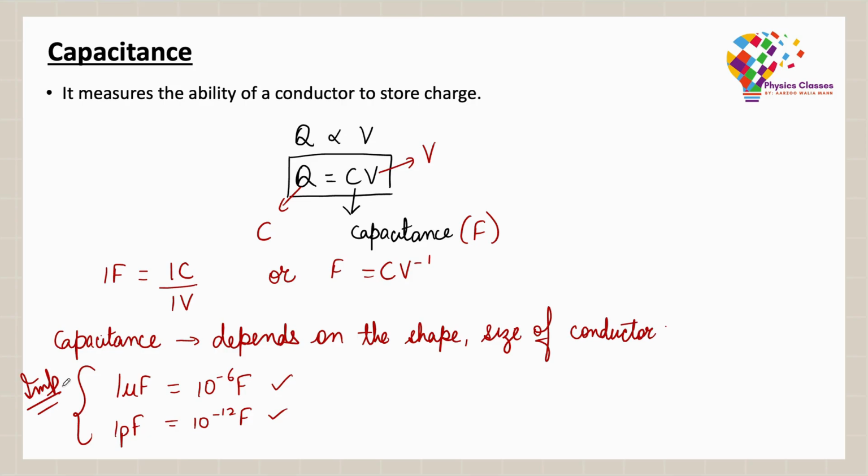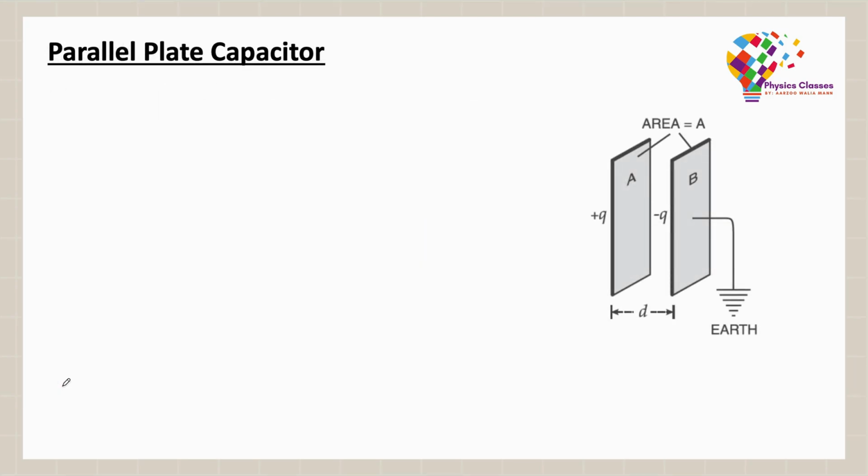So parallel plate capacitors, what exactly are these? As you can see here in the diagram, I have two parallel plates. Both of these are conducting, and if I give a charge of plus Q to this plate A, a minus Q charge would be induced on the left side of this plate B, and a plus Q would be induced on the right side of plate B.